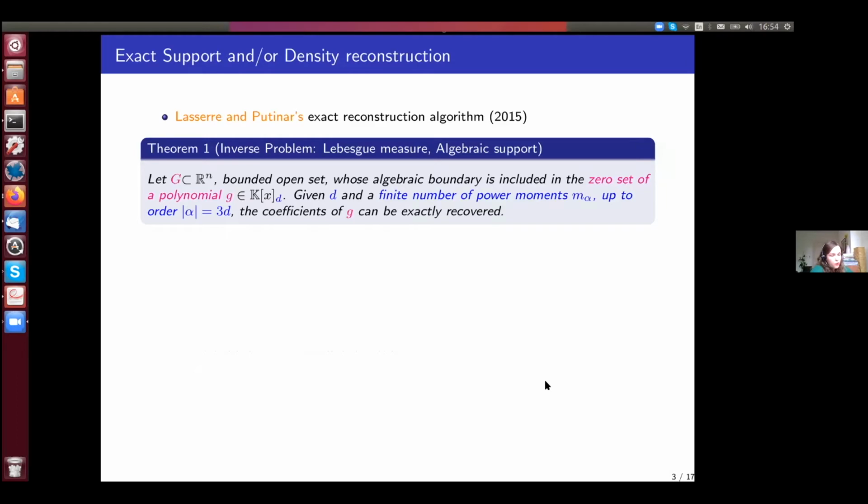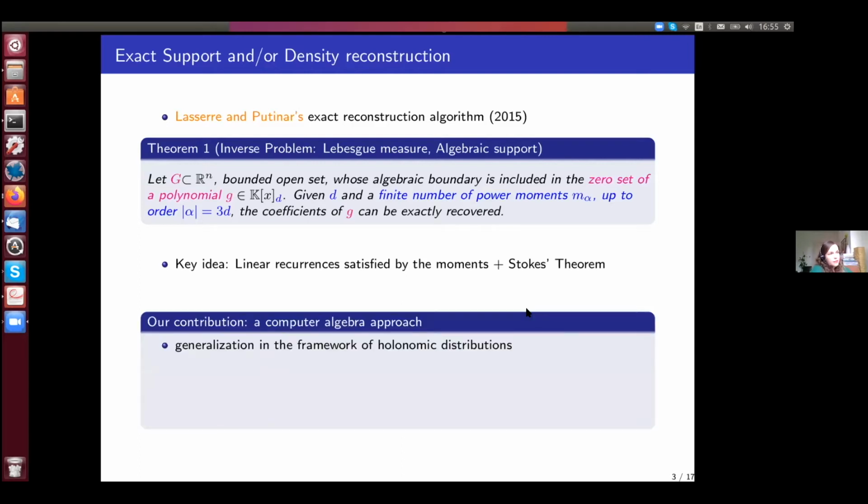So in our work, we were inspired by a previous result of Jean-Bernard Lasserre and Mihai Putinar, which is an exact reconstruction result, meaning that they proved that if our support G has an algebraic boundary, which is cancelled by a polynomial of total degree at most D, then knowing a finite number of moments up to degree 3D, we are able to reconstruct exactly the coefficients of the polynomial G. So this is quite a nice result from the computer algebra perspective, in the sense that it is an exact result. There is no numerical approximation, and their key idea was based on using linear recurrences and also differential operators via the Stokes theorem.